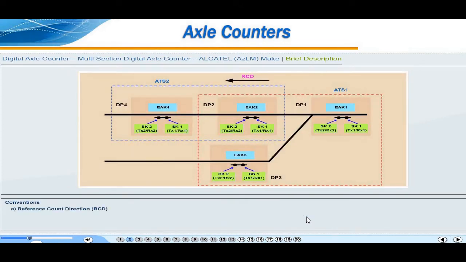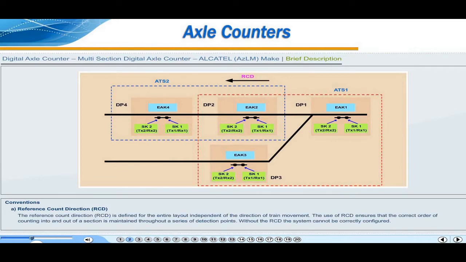Conventions. Reference count direction, RCD. The reference count direction RCD is defined for the entire layout, independent of the direction of train movement. The use of RCD ensures that the correct order of counting into and out of a section is maintained throughout a series of detection points. Without the RCD, the system cannot be correctly configured.